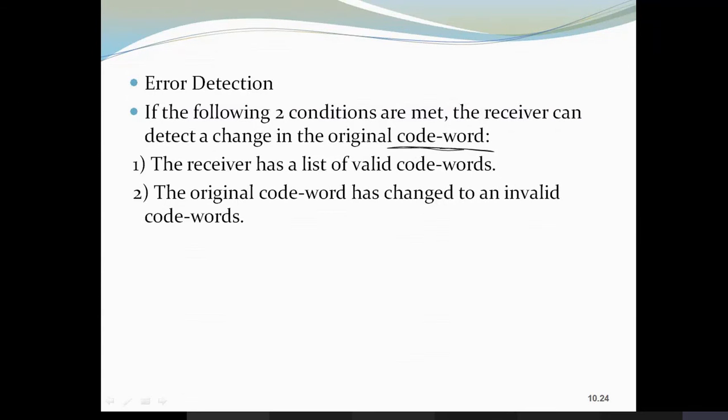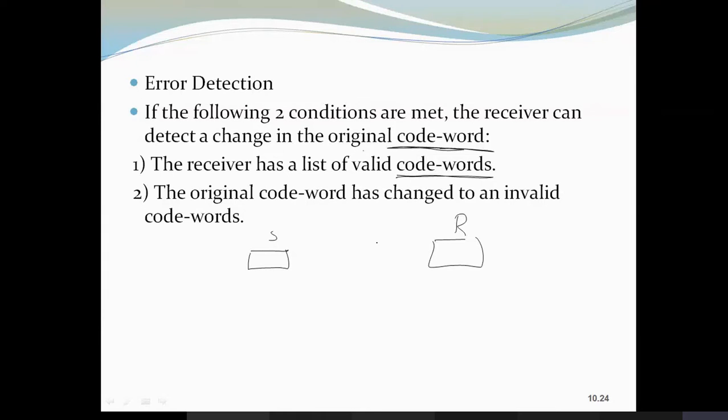Based on these two points, the receiver has a list of valid code words. Both the sender and the receiver should have these valid code words. They should know what code words they are using, whether it is a 3-bit code word or a 4-bit code word. Everything should be known by the sender and the receiver. Both parties will have the code words. Then the original code word has changed to an invalid code word.